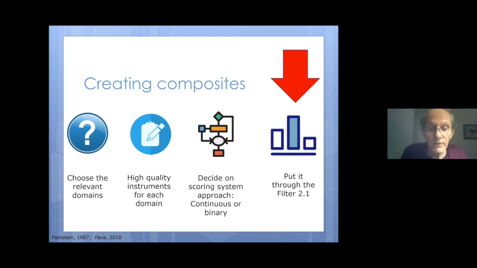We have now derived our composite. We have chosen the relevant domains. We have identified high-quality instruments for each domain. We have determined a scoring system approach. And now we have the composite. The next step is for the composite to go through filter 2.1. And for that, I'll pass it over to my colleague Dorcas to discuss that.